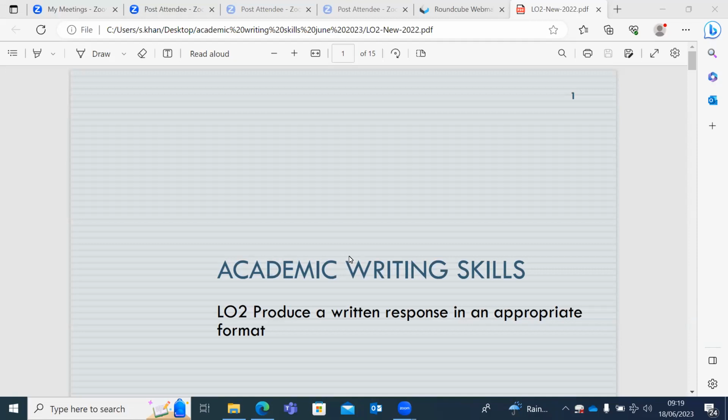We also looked at a video on academic writing skills and also a video on Harvard referencing to identify how someone would reference journals, internet sites, publications, and we covered the different types of questions, how to interpret them, and the importance of command words, like I said. And now today we're going to go on to looking at learning outcome 2, which is to produce a written response in an appropriate format.